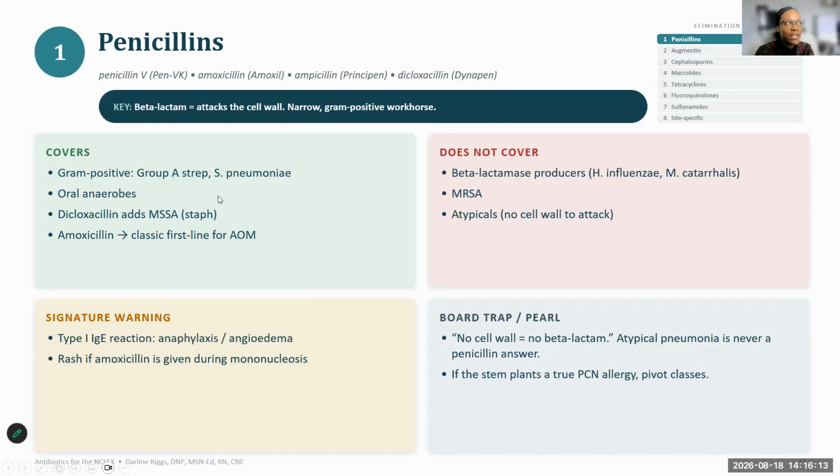They cover your gram-positive, your oral anaerobes, your MSSA, methicillin-sensitive Staphylococcus aureus, not methicillin-resistant. Amoxicillin, classic first line for acute otitis media. That's the AOM there. So that's what it covers. What does it not cover, right? So go to the other side.